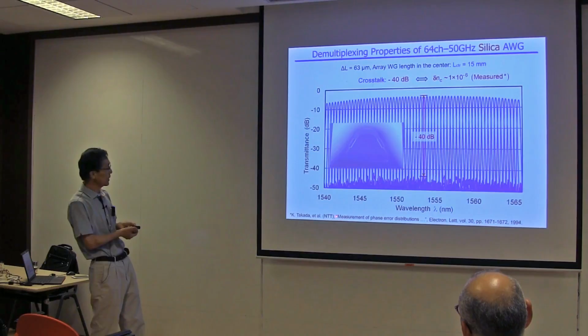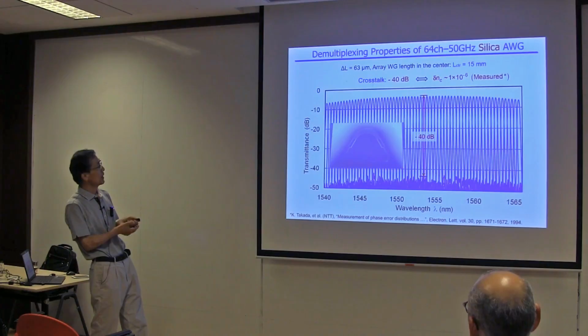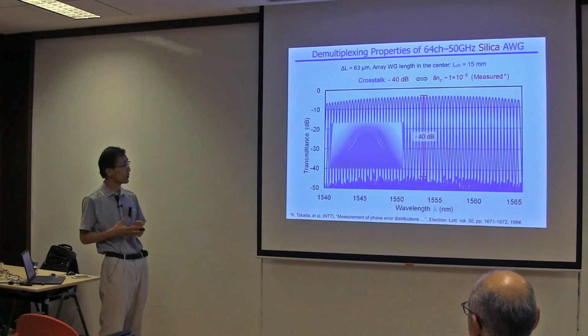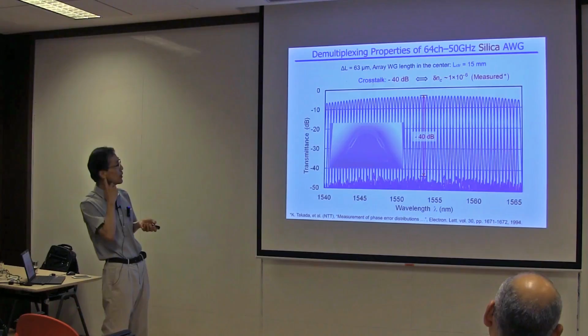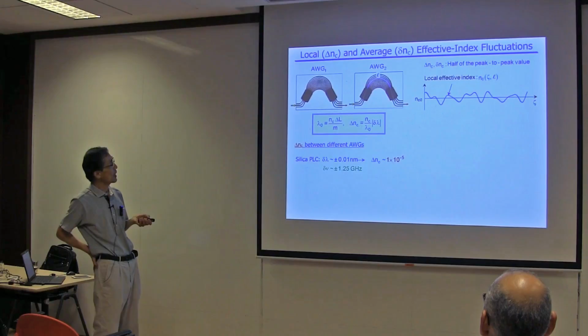And my colleague in the past measured the phase error distribution in arrayed waveguides. And that was 10 to the minus 6. He used low coherence and Fourier transform spectroscopy method. So this should be correct. So I wondered why it is not 10 to the minus 6, but 10 to the minus 5. So probably what I will describe will be correct. I'm not sure, but let me describe.